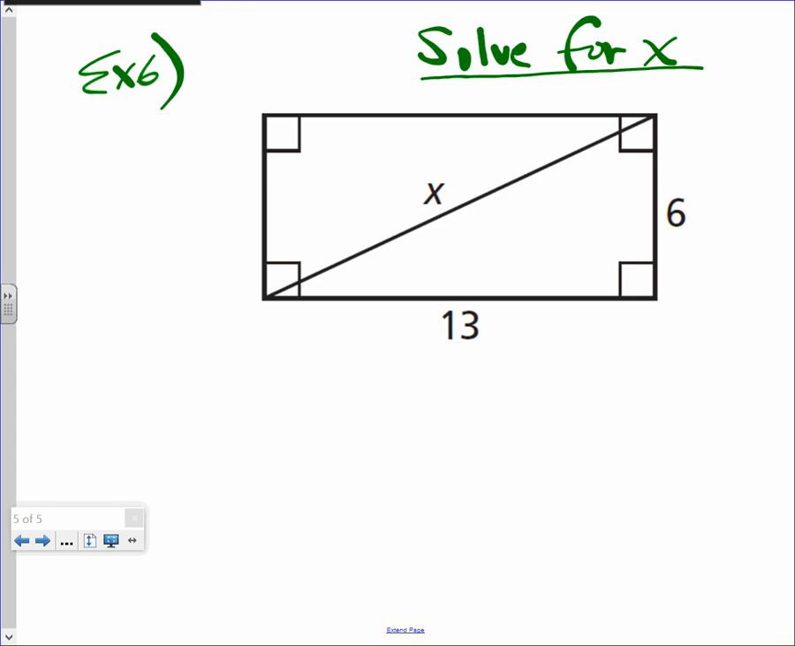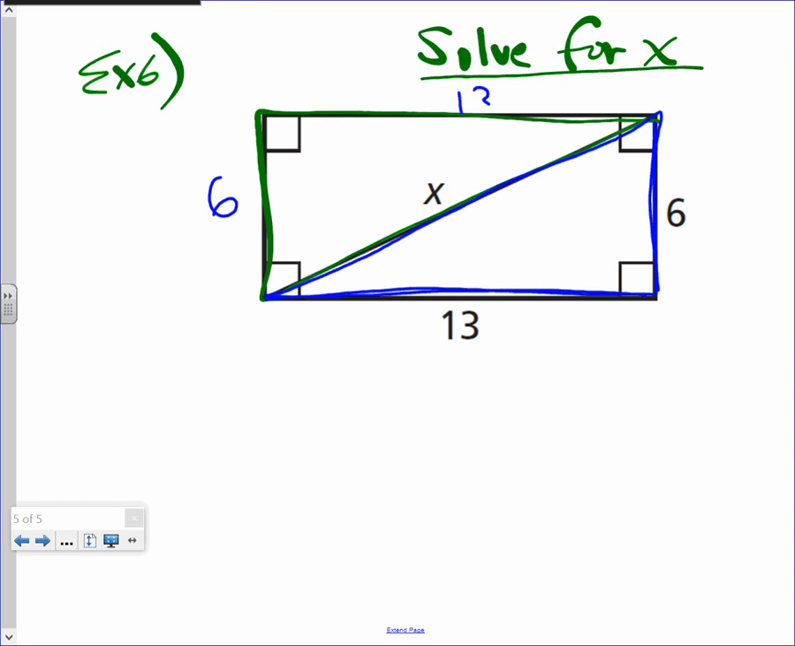There are two right triangles. There's the green one on top, and there's one at the bottom. Take your pick, it's the same stuff. I'll put the other one in Dodger blue. There are two right triangles with exactly the same dimensions, because this side is 6, this side's 6 over here. That's the definition of a rectangle. If this side's 13, this side's 13. So pick whatever triangle you want to use. I'll pick the blue one, because I'm a Dodger fan.